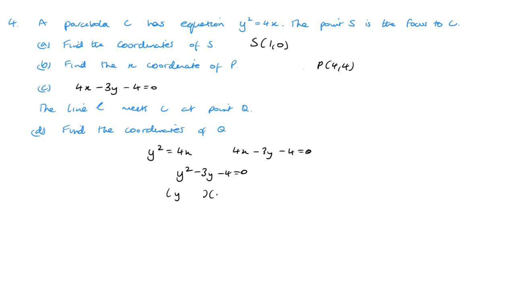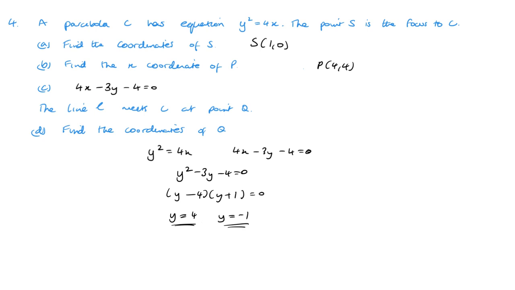So it's y, and y, multiply to give me minus 4, that's 4 and 1, and add to give me minus 3. So it's a minus and a plus. So y equals 4, y equals negative 1. Now, we've already dealt with the y equals 4. That was point P. Therefore, Q is y equals negative 1.